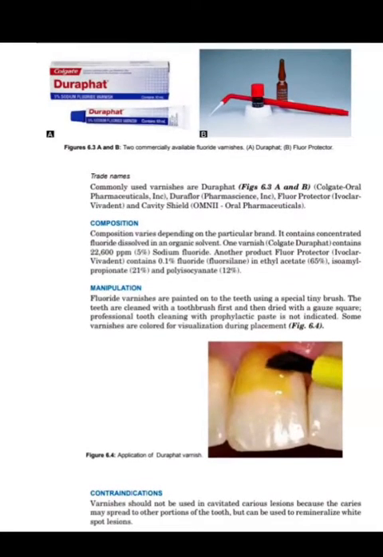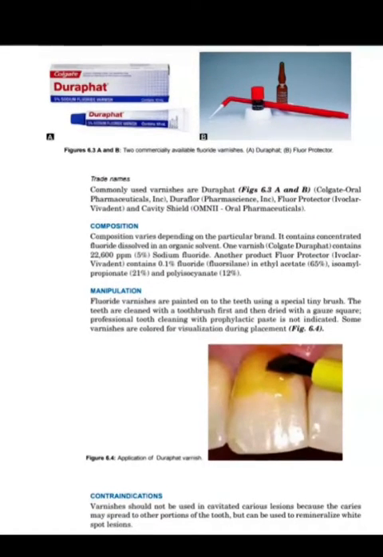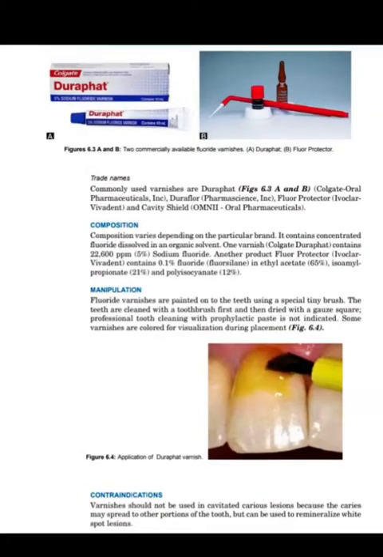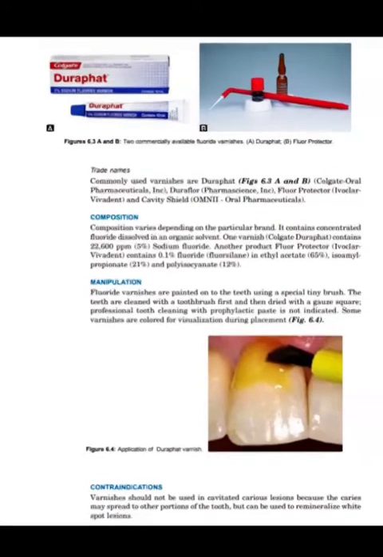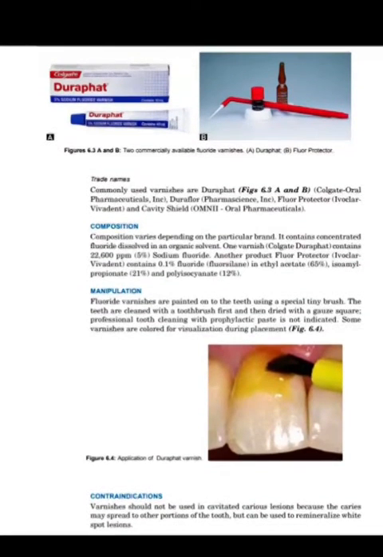It contains concentrated fluoride dissolved in organic solvent. One varnish, Colgate Duraflor, contains 22,600 ppm sodium fluoride. Another product, Fluor Protector, that is Ivoclar Vivadent, contains 0.1% fluoride in ethyl acetate, and isoamyl propionate contains 21% fluoride, and isocyanate contains 12% fluoride. So this is about the composition, that they consist of concentrated fluoride dissolved in organic solvent.